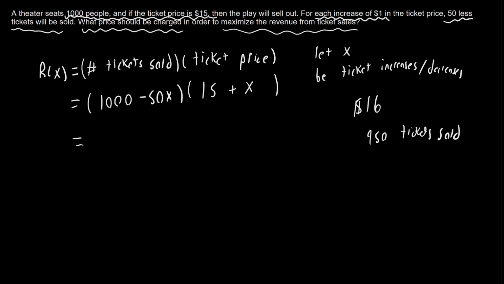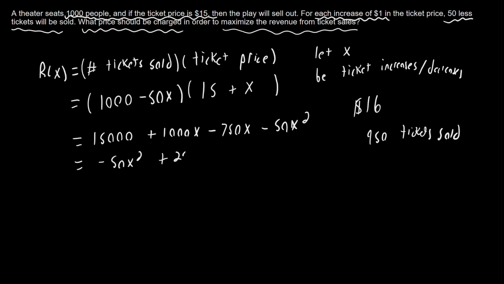Now let's just expand. So we're going to get 15,000 plus 1,000x minus 750x minus 50x squared. And let's collect some like terms and bring the x squared to the front. So we're going to get negative 50x squared plus 250x plus 15,000. So this is our revenue function.